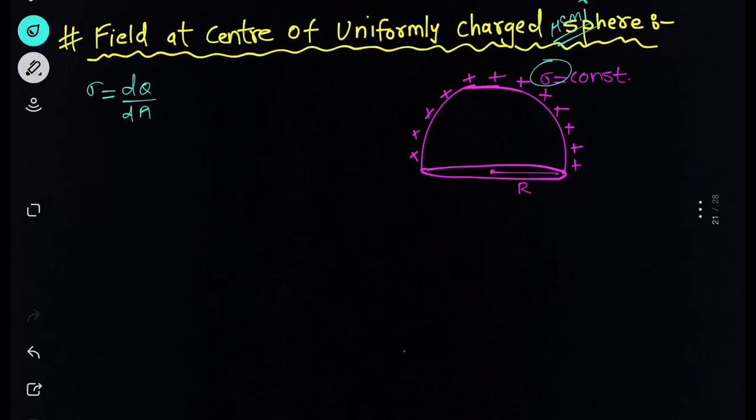Now since it's a sphere, we have to use spherical coordinates, and we know that in spherical coordinates we have r, theta and phi, where r is measured from the center, theta is measured from the z axis and phi is measured from the x axis on the xy plane. So before starting the derivation we have to set the coordinate system.